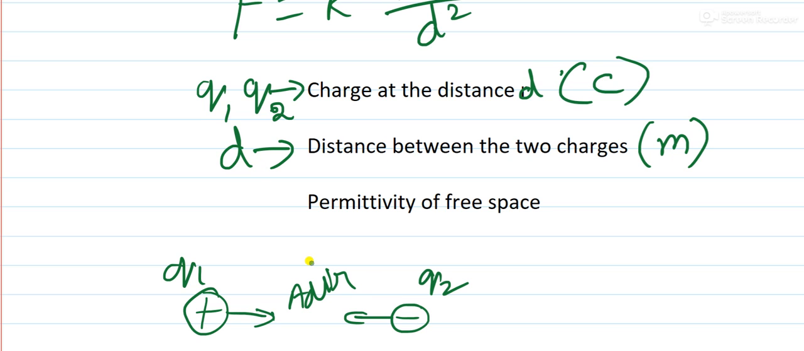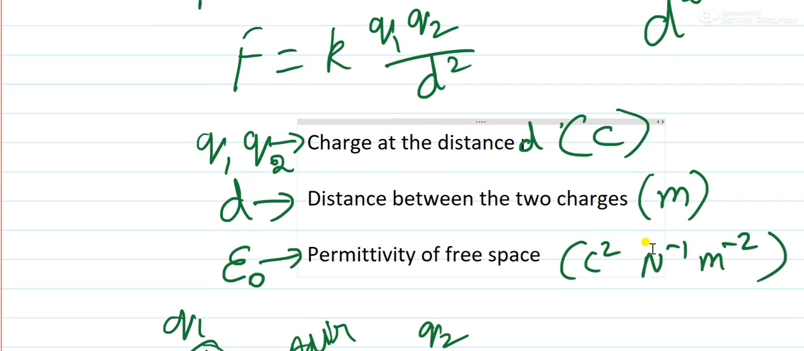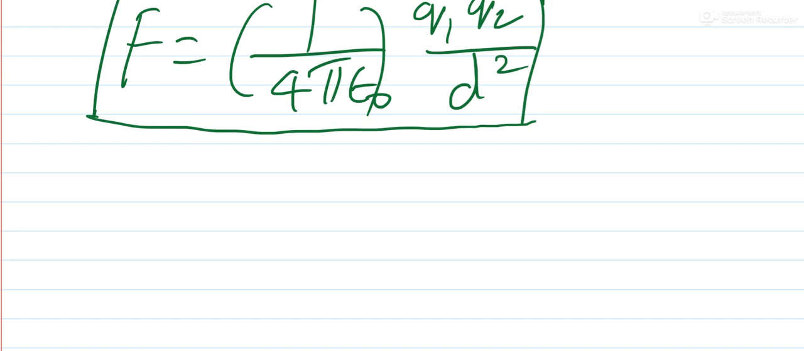The next one is the permittivity, the constant of the electric field, epsilon naught. Its unit is Coulomb square, Newton inverse, meter minus 2. We are also going to learn how we got this unit. Finally we got Coulomb's law as F equal to 1 divided by 4 pi epsilon naught, q1 q2 divided by d square. For 3 marks you should give all of this, and the unit is optional, you can give it if you want.